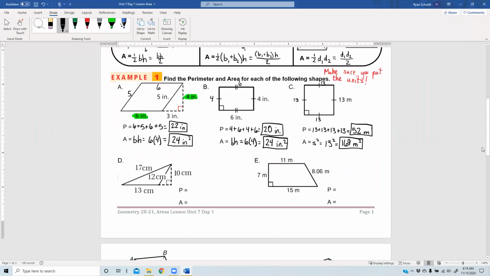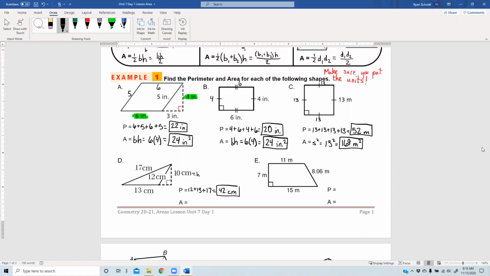Okay, D, we've got a triangle. So on this triangle, the 10 is only my height. The 12 is what I use for perimeter. 12 plus 13 plus 17. That'll get me 42 centimeters.